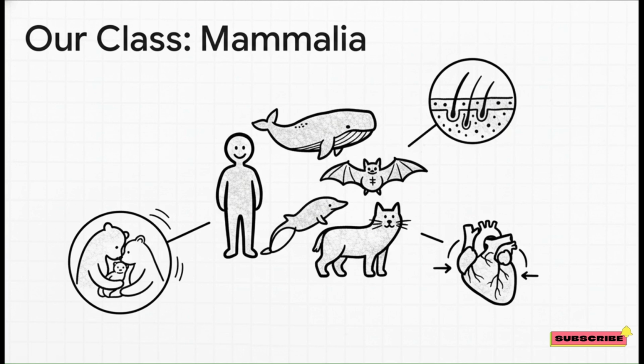And if we zoom in just one level deeper, we find our class, Mammalia. What makes a mammal a mammal? Well, it boils down to a few key things. We have mammary glands to produce milk, we have hair on our bodies, and we have a super efficient 4-chambered heart. So yeah, from the tiniest bat to the biggest blue whale, and all the way to us, this is our immediate family. This is where we fit in.